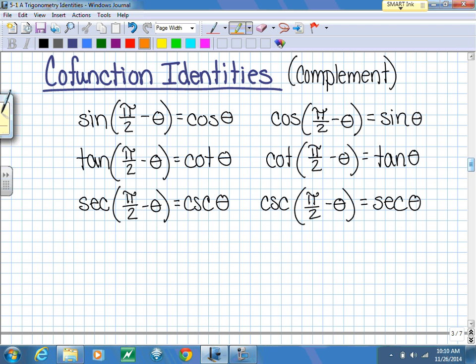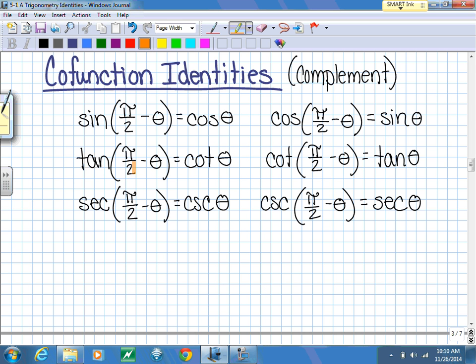And here are our cofunction identities. Taking the sine of pi over 2 minus theta ends up equaling cosine. What I'm doing here is taking a look at two different angles. I'm saying the sine of angle A equals the cosine of angle B, and the cosine of angle A equals the sine of angle B. All we're doing is changing those two. The pi over 2 minus theta gives you that different angle, the one that's opposite of it.